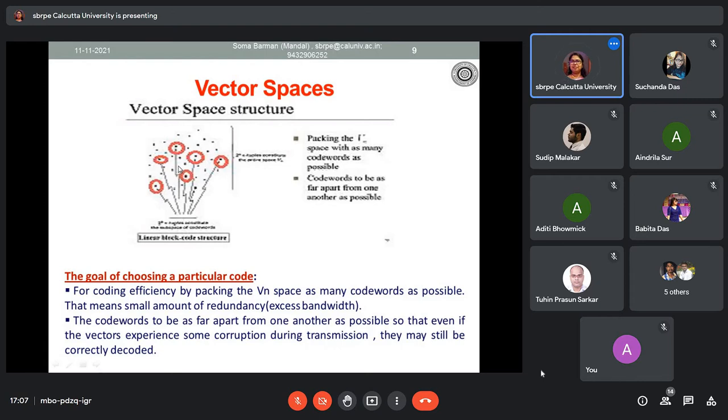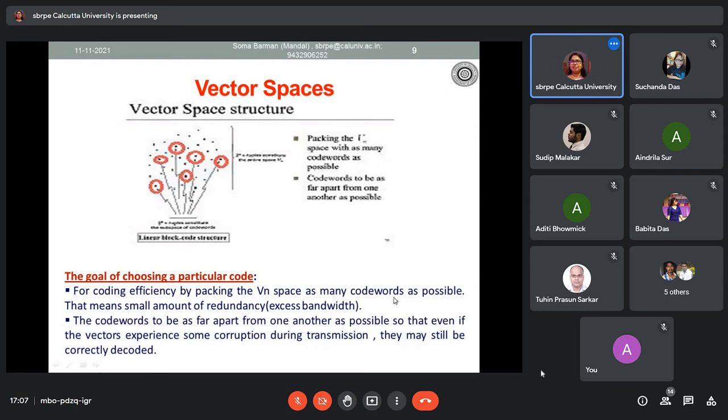Suppose 2 to the power 3 means 8 message sequences are mapped from 2 to the power 4, that means 16 code words. So how will they be mapped? Which one will be discarded and which one will be taken for consideration? So the choice should follow some rules. First, for coding efficiency, pack the vector space with as many code words as possible.